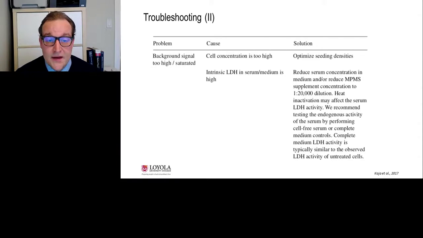Also, heat inactivation may affect the serum LDH activity. Typically, we would recommend testing the endogenous activity of the serum by performing cell-free or serum-free and media controls. Complete medium LDH activity is typically similar to the observed LDH activity of untreated cells, so that makes the experimental design very easy.